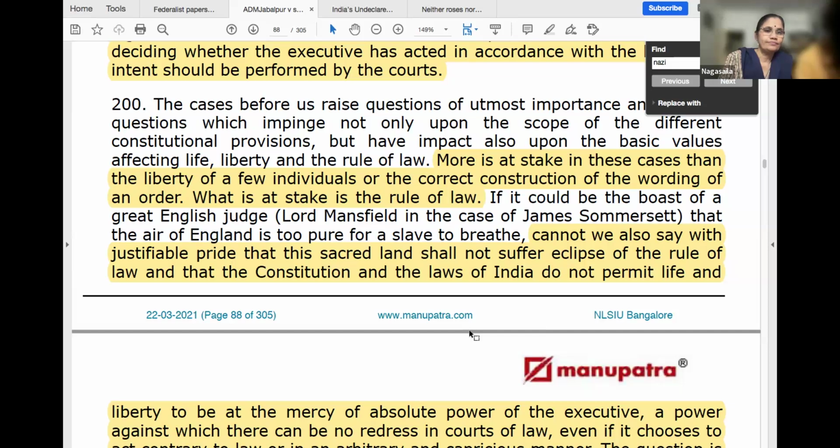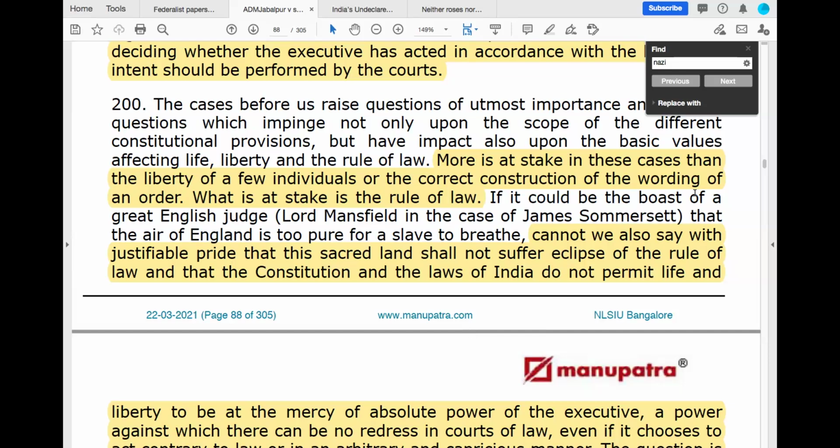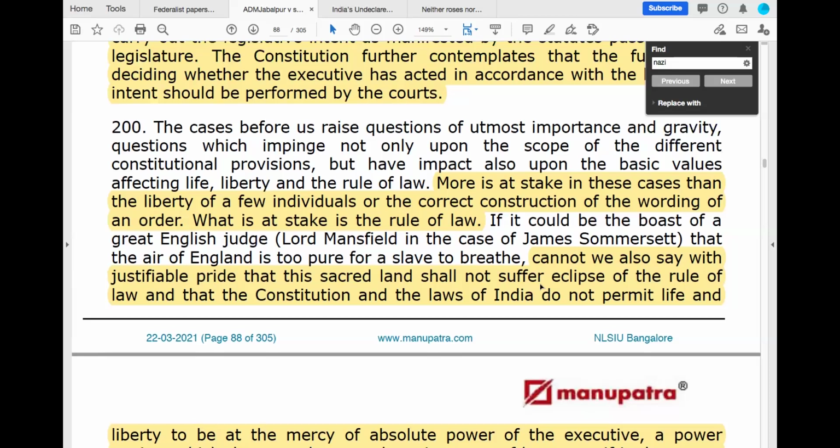Yeah. So let's look at the core conclusion as far as Justice Khanna is concerned. Let's read paragraph 200, please. Have we done too much reading for the day, guys? Are you all tired? I'll read.